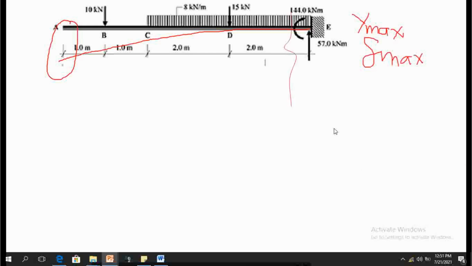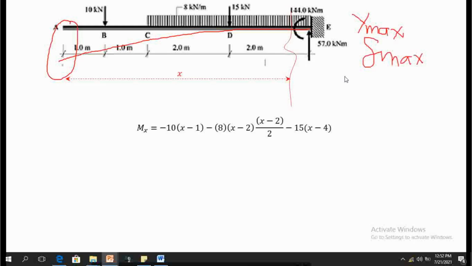Always, the very first thing after solving the reactions, magdodrawing kayo ng cutting plane. Then, make sure na yung location ng X ninyo ay na-cover niya lahat, especially ng mga external loads. Okay? So, for this case, i-consider ko from left to right para makuha ko lahat ng mga external loads. After that, na naglagay na ako ng cutting plane at saka yung X, pwede na akong maglagay ng moment equation ko.